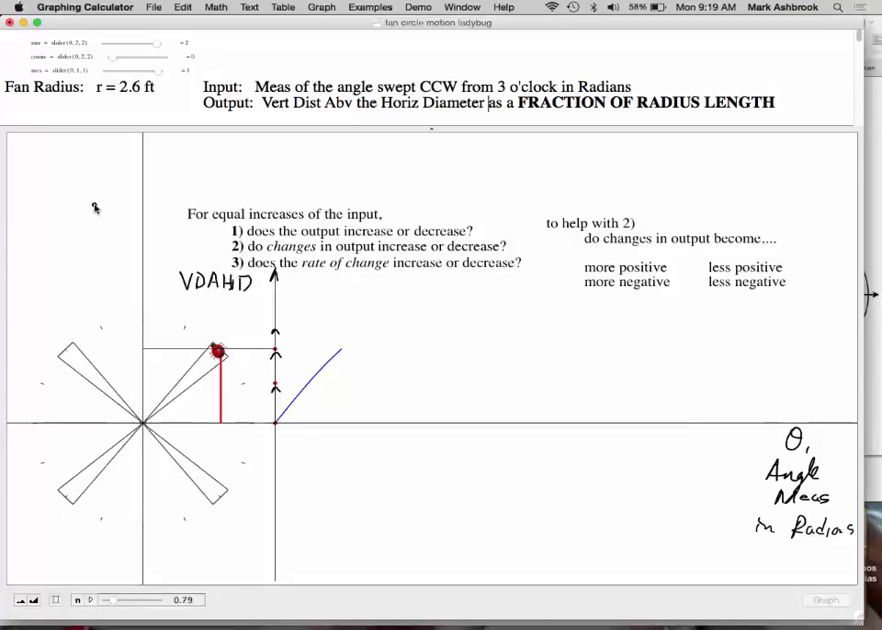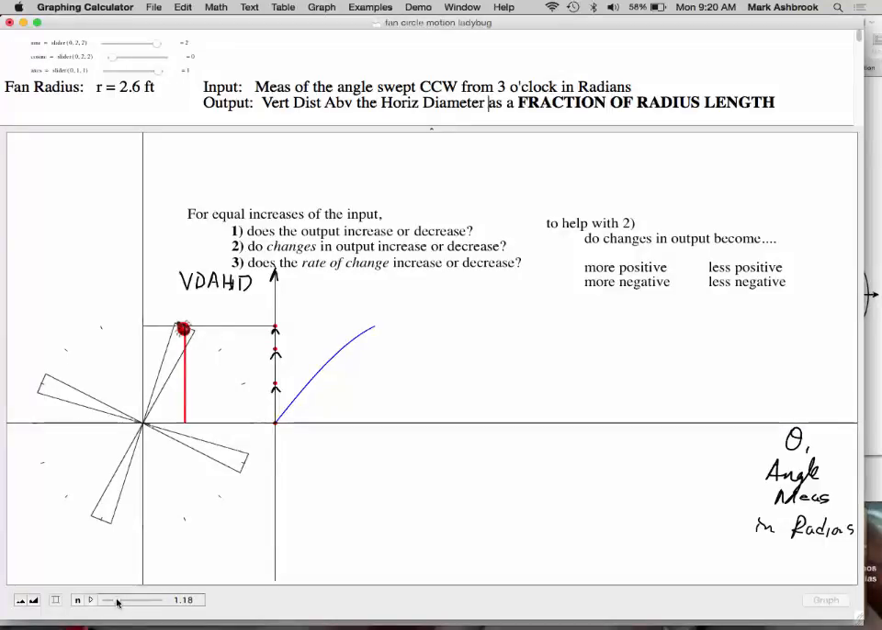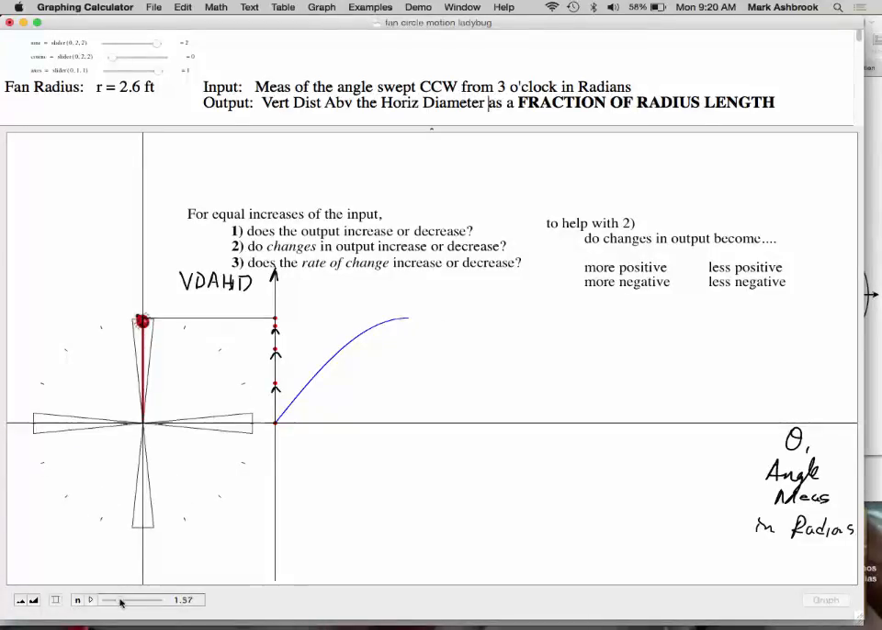So what happens is that with each equal increase in angle measure, we get a smaller increase in vertical distance each time. Means that the rate of change is doing what? Decreasing, right? If our change in height decreases, then the rate of change is decreasing. And when the rate of change is decreasing, the shape of the graph is concave down.